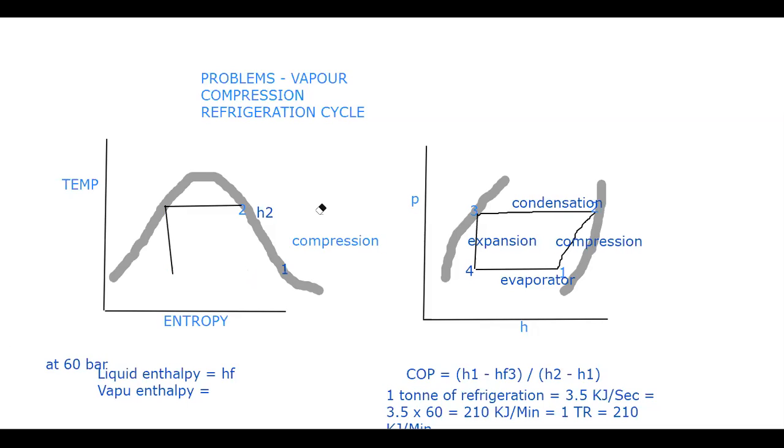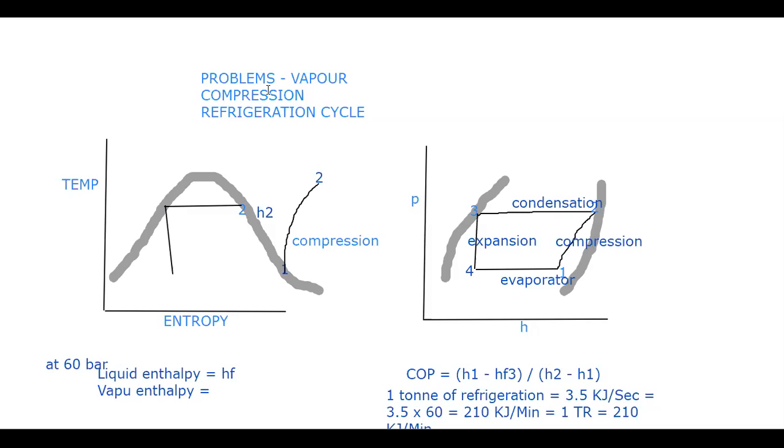Then he is saying that it is compressed to a temperature of 60 degrees. You see the problem. He has said that after compression the temperature is 60 degrees. That means it is going something like this. Okay, I am drawing that. You can see the curve. So point number two is more than the temperature of the condenser. So this is the only difference in the superheated situation. The point number two will be far beyond the dry saturated line.